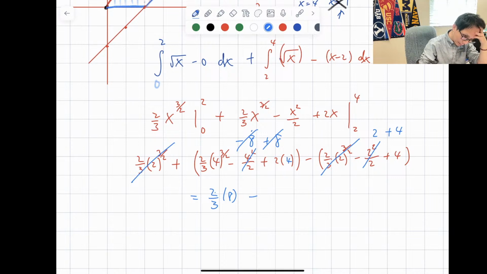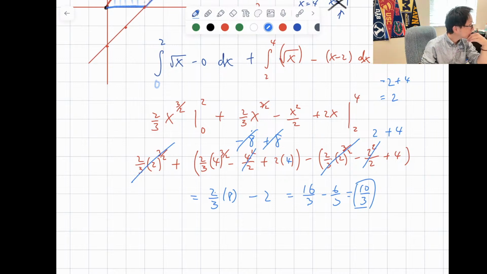And minus 2 plus 4. Wait, hold on a second. Minus 2 plus 4 is what? So negative 2 plus 4 is equal to 2, and it's minus 2, I think. So it's going to be 16 over 3 minus 6 over 3. That's equal to 10 over 3. How many of you guys got 10 over 3? Only 2 individuals here?